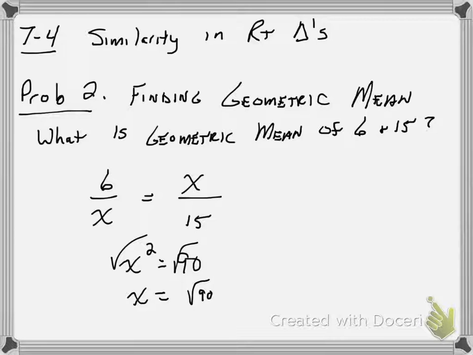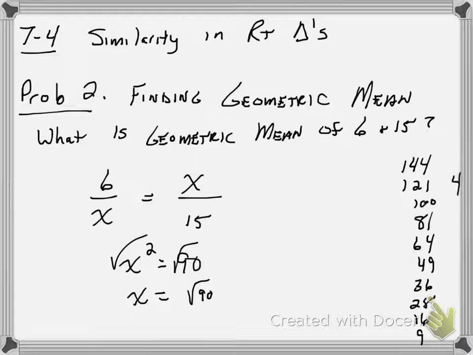What perfect square goes into 90? If I list my perfect squares: 12 squared, which is 144; 11 squared, which is 121; 10 squared, which is 100; 9 squared, which is 81; 8 squared, which is 64; 7 squared is 49; 6 squared is 36; 5 squared is 25; 4 squared is 16; 3 squared is 9; 2 squared is 4; and 1 squared is 1. So these are all my perfect squares.